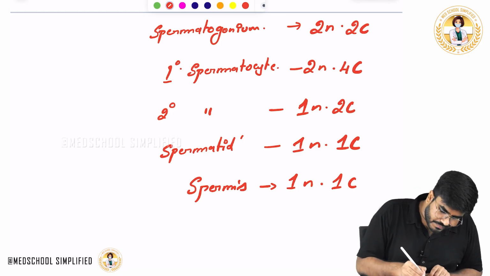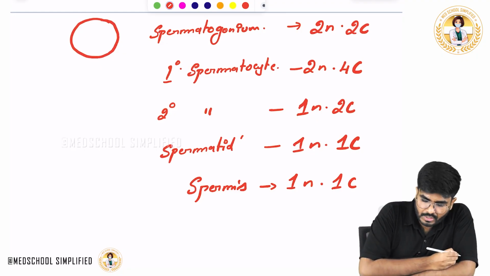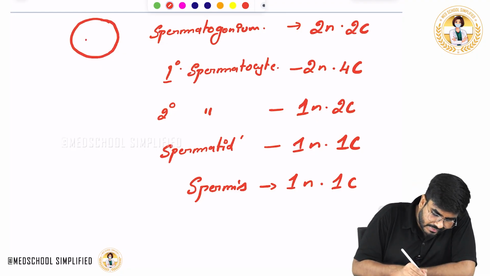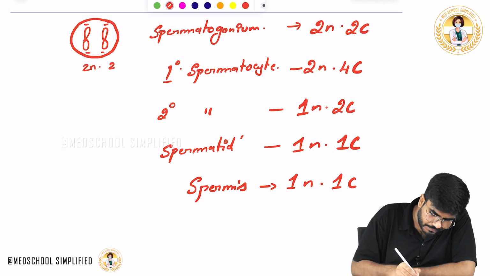Let me draw the images. Small diagram. Look here. Spermatogonium, how is it going to look? Spermatogonium has two sets of chromosomes, like this. So, two sets of chromosomes are there, 2N. Two sister chromatids are there, like 2. So, 2N, 2C.